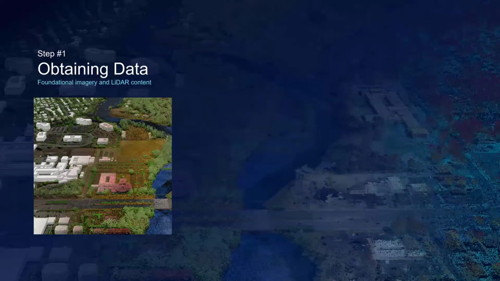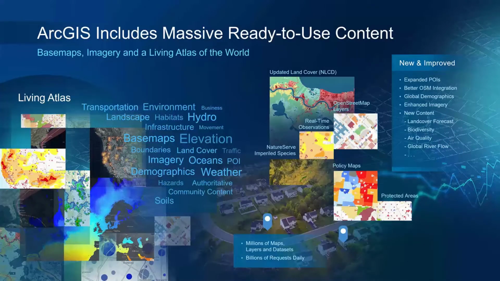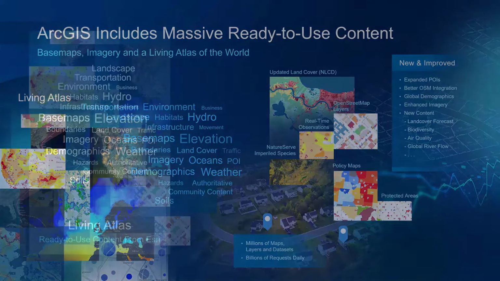Which leads us to our first challenge. Where can I successfully obtain this source data? Well, ArcGIS includes an enormous amount of data from ArcGIS Online. Base maps and imagery, a whole living atlas of thousands and thousands of layers that you can have direct access to and integrate into your own work. And also users share millions and millions of layers and data sets openly so that other users can leverage them. This might be an ideal location to start for you.